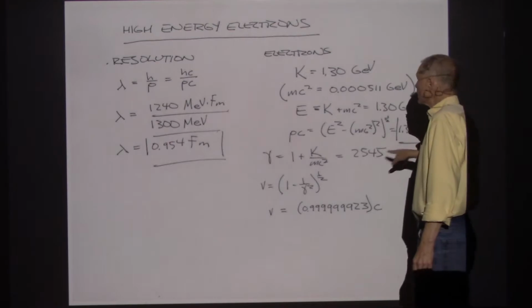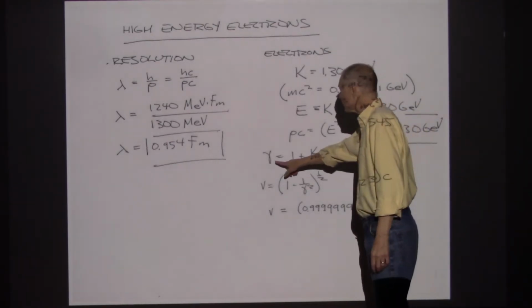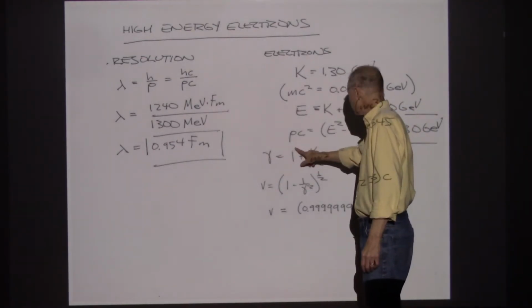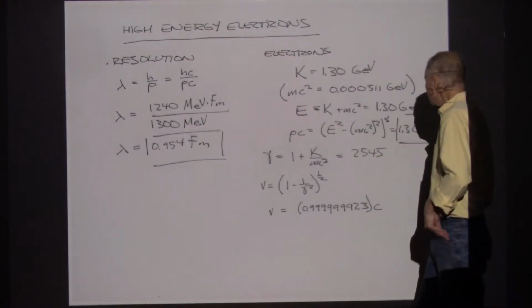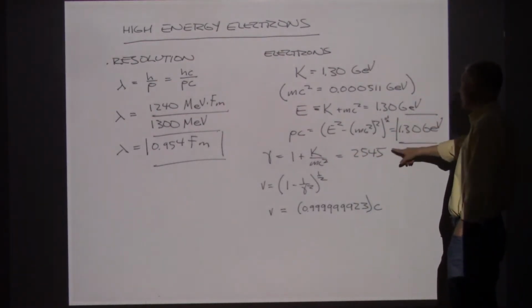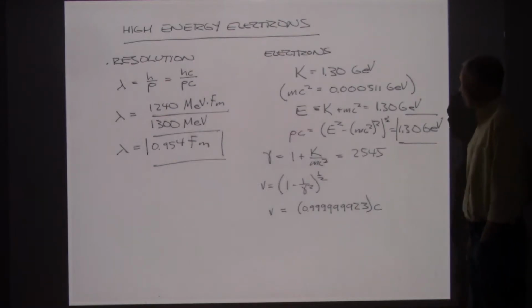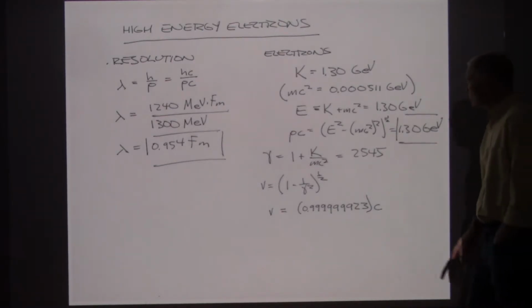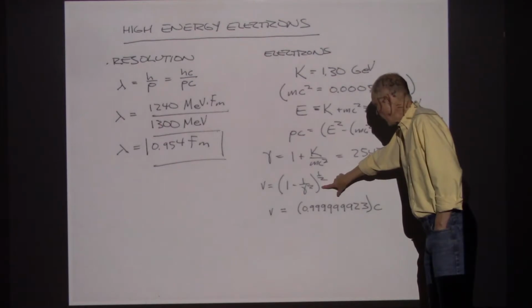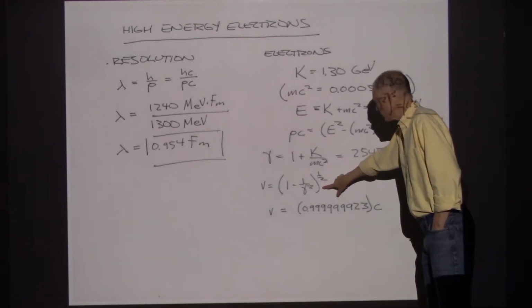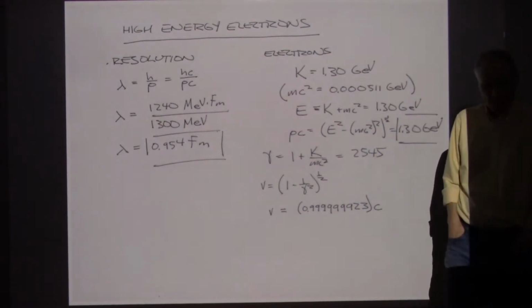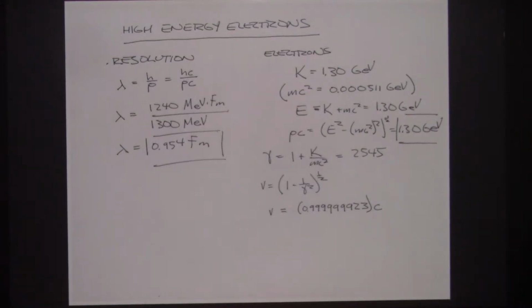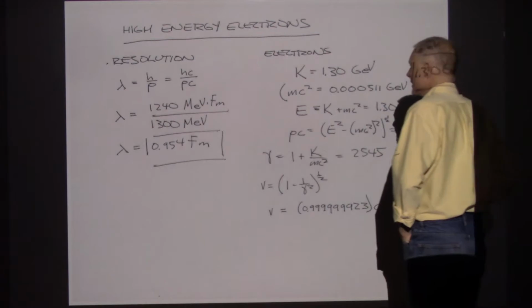Now what we could do, just to see how fast they're going, to get a gamma factor, we can do 1 plus K over mc squared. And putting the numbers in, these have gamma factors of 2,545. Putting those into our formulas for velocity from special relativity, these electrons are going 0.999923 times the speed of light. So they're getting pretty close to the speed of light.